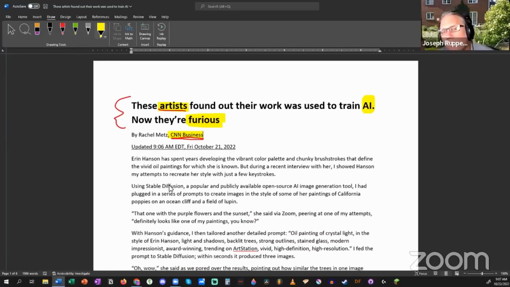So what do we expect to learn? What do we expect that the focus of this article is about? It's just a statement: artists found out that their work was used to train. What does that mean, to train? So to teach, right? So they're to train or to teach the algorithm, to teach AI.